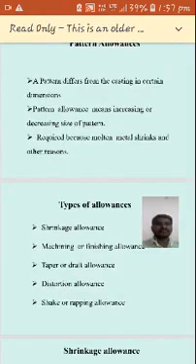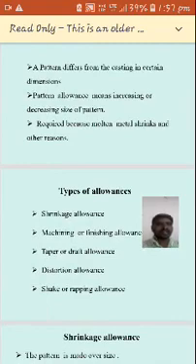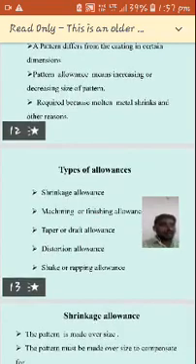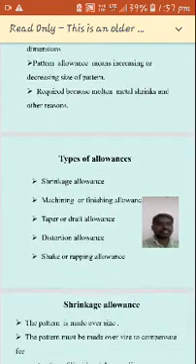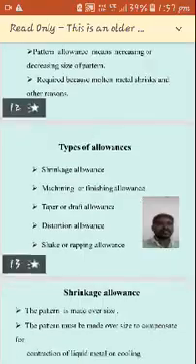A pattern differs from the casting in certain dimensions. Okay, it has some difference. What is the difference? Pattern allowance means increasing or decreasing the size of the pattern. You can add or decrease. It is required because of molten metal shrinkage and other reasons. The molten metal shrinking is the major reason.